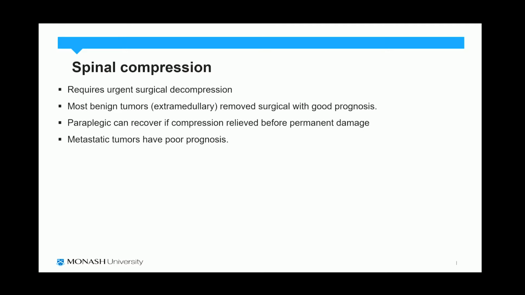Spinal compression requires urgent surgical decompression to prevent permanent damage to the spinal cord. Most benign tumors are extramedullary and can be removed surgically with very good prognosis. A paraplegic can recover if compression is relieved before permanent damage occurs. However, metastatic tumors have a very poor prognosis.